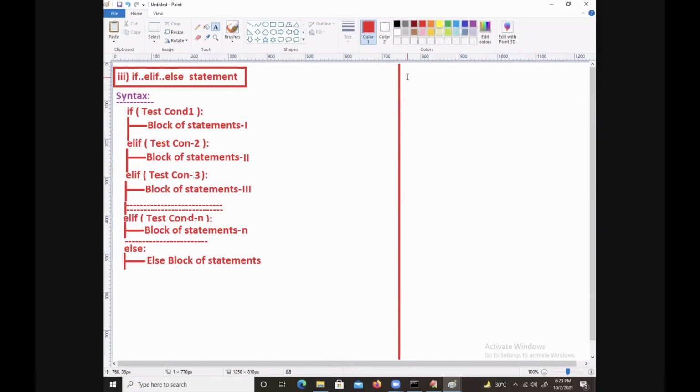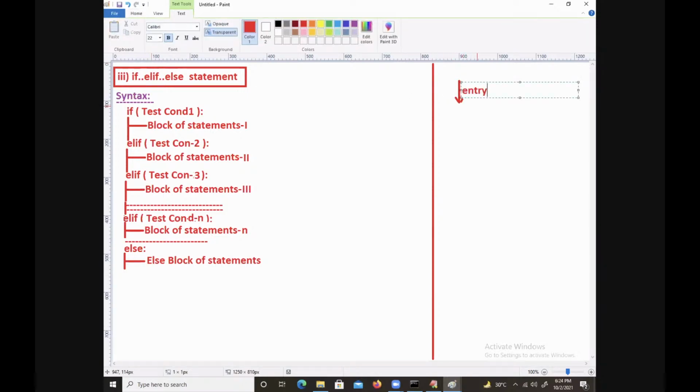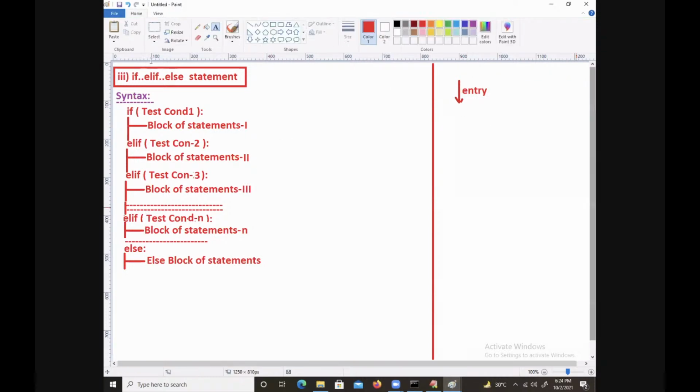What is the flow chart here? I will take it a little compact so you can understand this part. Come to the point quickly. I will take entry. This is called entry. What is the first condition? This entire concept I am going to represent in a single diagram, my dear students. Entry, then the first condition, which is going to give you either true or false.